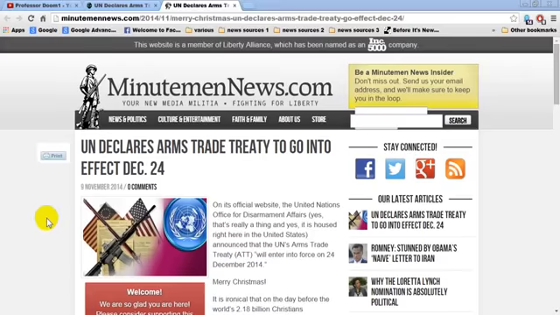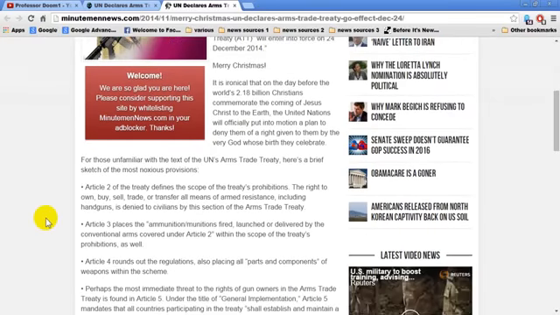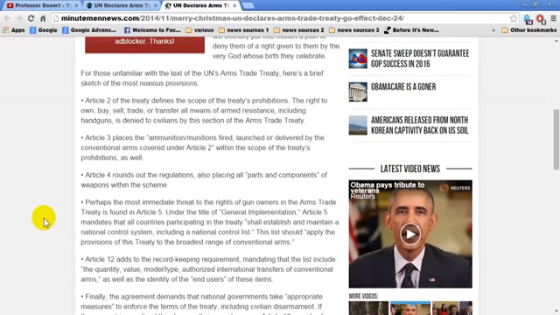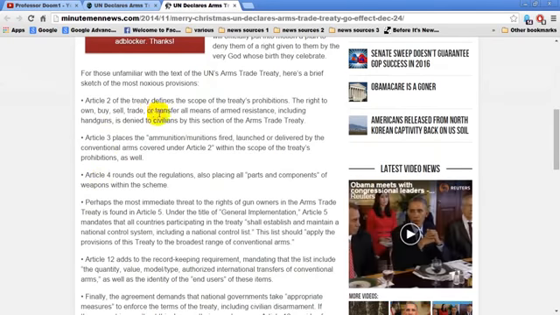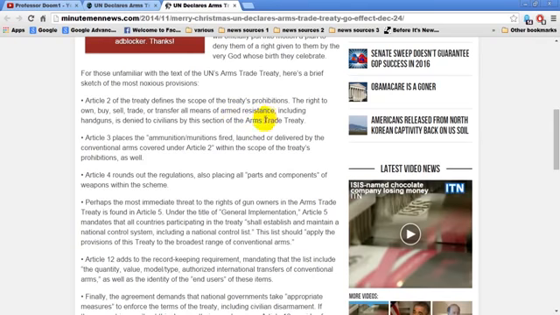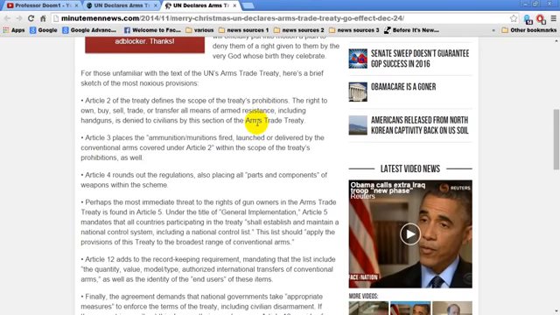Well, I'm going to show you some of the articles that were in this UN Arms Trade Treaty. Article 2 of the treaty defines the scope of the treaty's prohibitions: the right to own, buy, sell, trade, or transfer all means of armed resistance. Armed resistance? You mean armed resistance against our own tyrannical government? Oh, that kind of resistance. Oh, we can't have that, can we, UN?